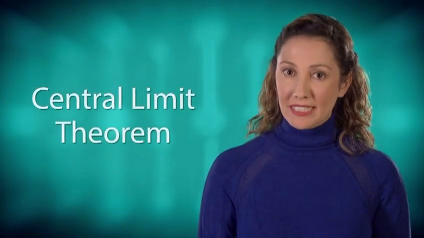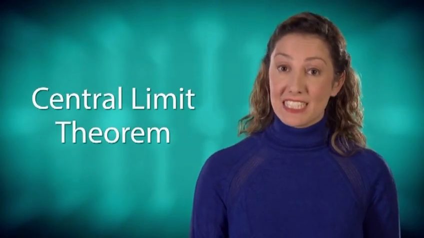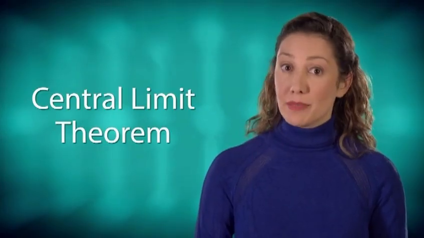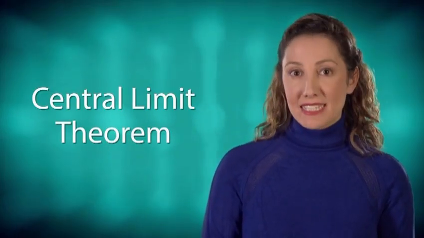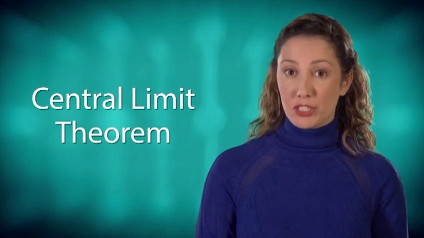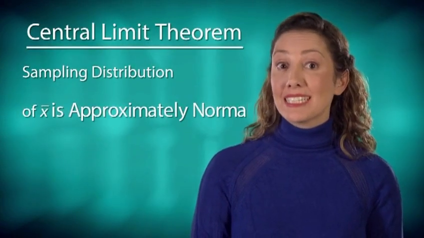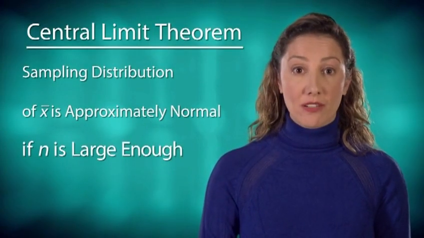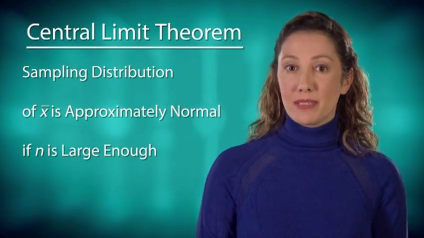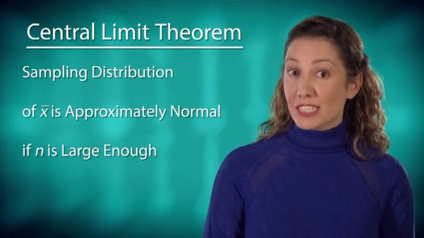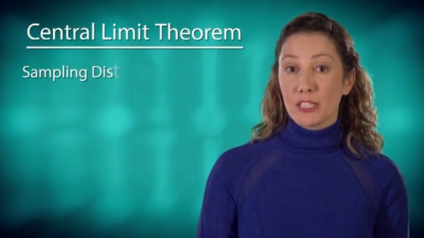What we've uncovered here is one of the most powerful tools statisticians possess, called the central limit theorem. This states that regardless of the shape of the population distribution, the sampling distribution of the sample mean will be approximately normal if the sample size is large enough. It's because of the central limit theorem that statisticians can generalize from sample data to the larger population.